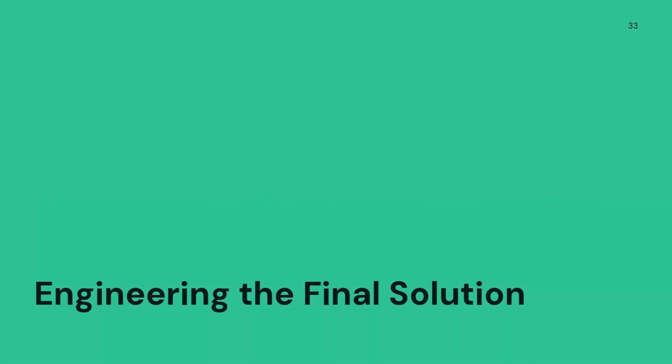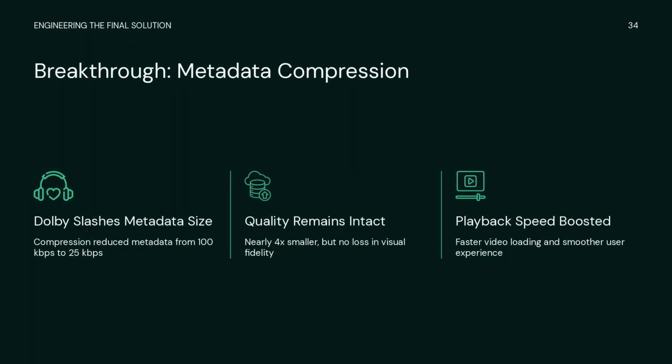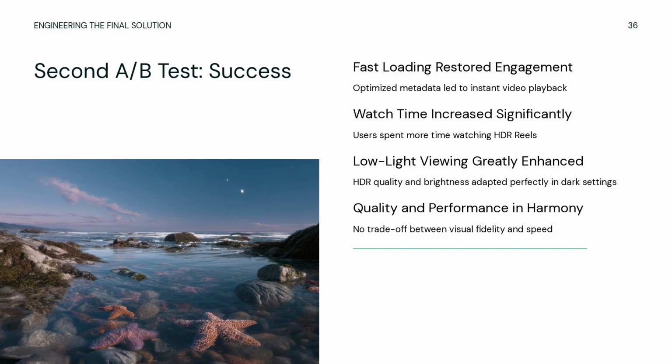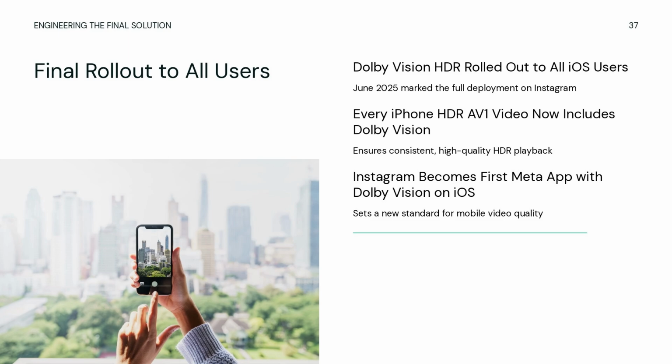The goal became clear: preserve HDR quality and restore fast playback. Dolby compressed the metadata from 100 kilobits per second to 25. There was no visible quality loss. Playback speed improved dramatically. Meta built custom FFmpeg compression. Client-side decompression was added. Around 2,000 lines of new code were written. The second A/B test was successful. Playback was fast. Watch time increased. HDR quality, especially in low light, was excellent. In June 2025, Dolby Vision HDR rolled out to all iOS users. Instagram became the first Meta app to support Dolby Vision on iOS.